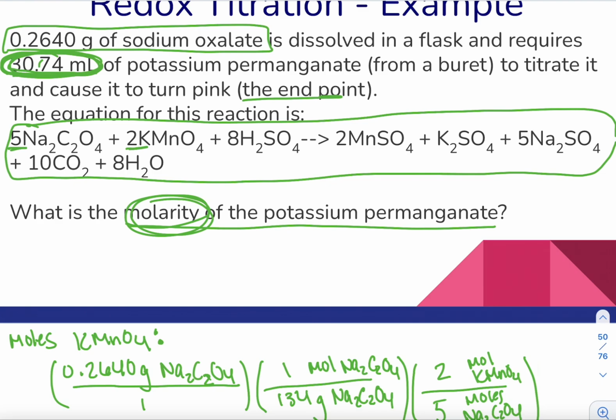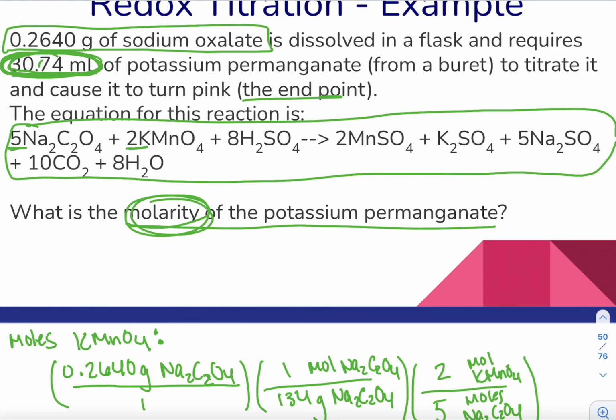So what that means is that we used our 30.74 milliliters was the exact right amount of KMnO4 to react with the 0.264 grams of sodium oxalate. Okay, we had no limiting reagent in this problem. They were the exact right amount. Well, I should say we had no excess reagent. We had no excess of either reagent. That's what titration is all about. It's about getting the exact right amount.